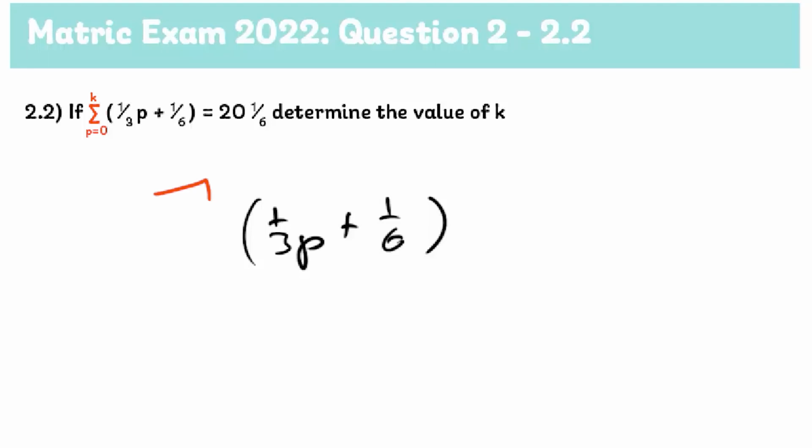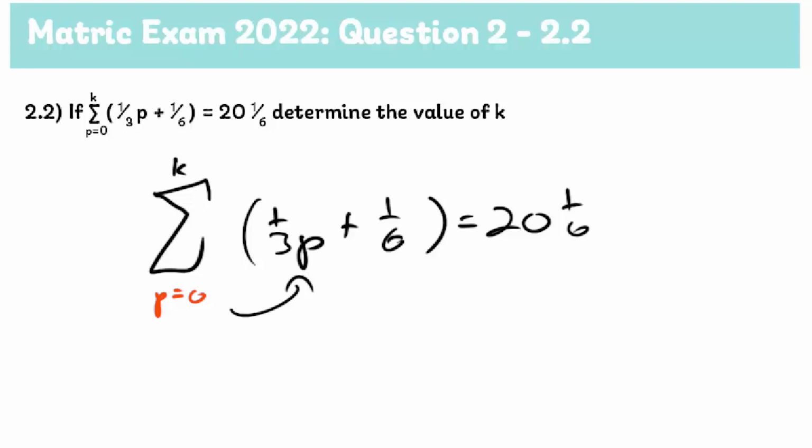To the left, we have the sigma sign, which means it's the sum of that term. And what it's saying is the sum of this term is equal to 20 and 1/6. The bottom value, p is equal to 0, is the first term that will be substituted into that p. And then we'll go 1, 2, 3, 4, to eventually the last value or the last term will be what k is equal to. Whatever k is equal to, that'll go into p. So that last value is going to make the sum equal 20 and 1/6.